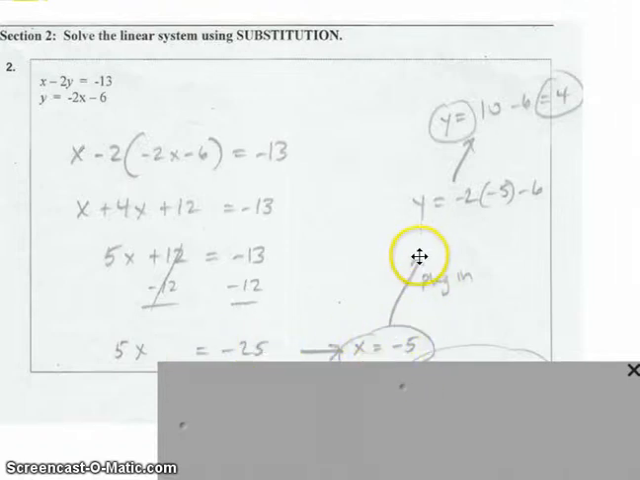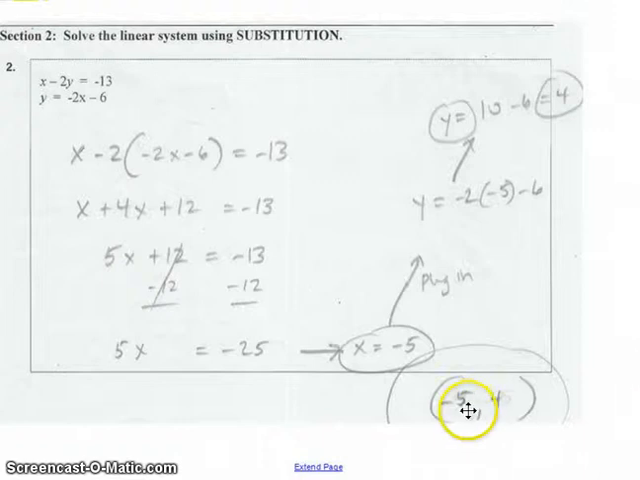Now we plug that into one of these equations. Let's plug negative 5 in here where it says negative 2x minus 6, and it becomes y is negative 2 times that negative 5 minus 6. Negative 2 times negative 5, positive 10. 10 minus 6 is 4. And so my solution is where x is negative 5 and y is 4. It's that point. That's where those two lines are going to cross.